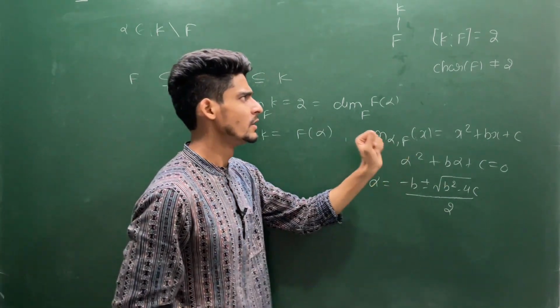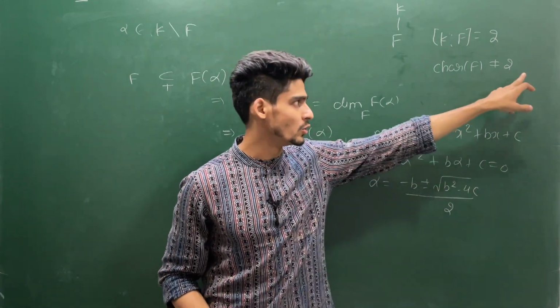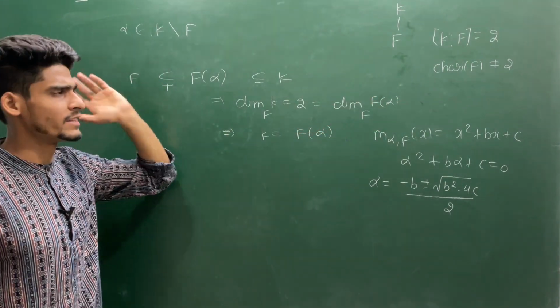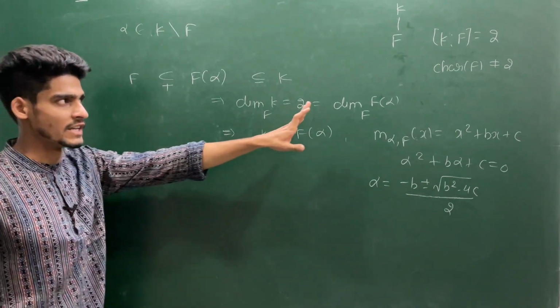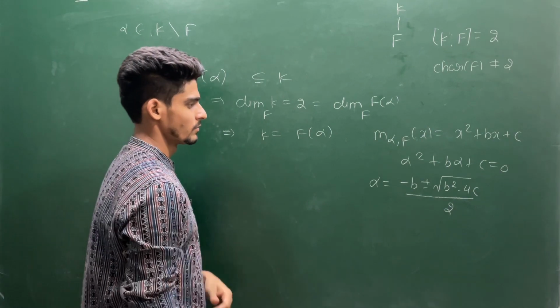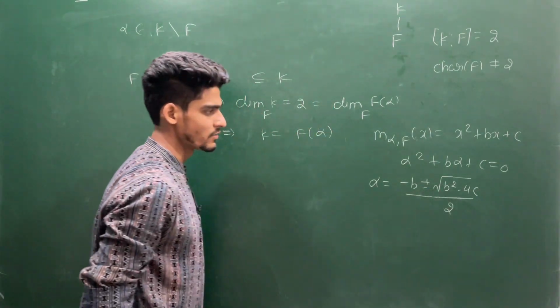And we have always seen the characteristic of a field is 2, then those are special cases. In case of linear algebra, we have already seen. So this alpha is minus b plus minus square root of b square minus 4c, by 2.